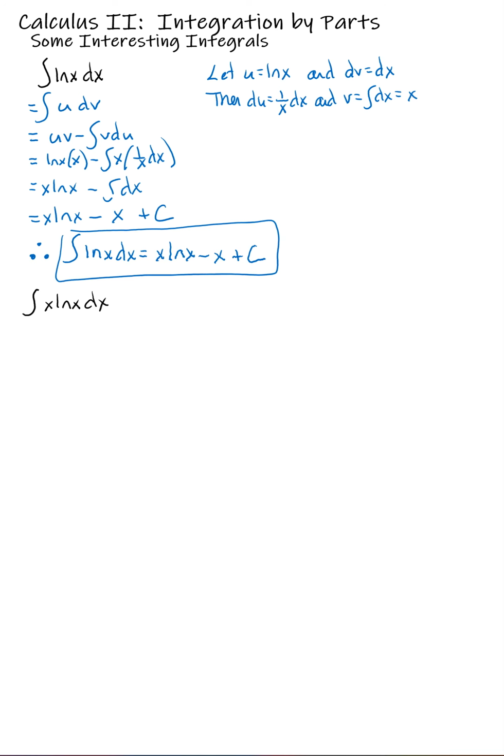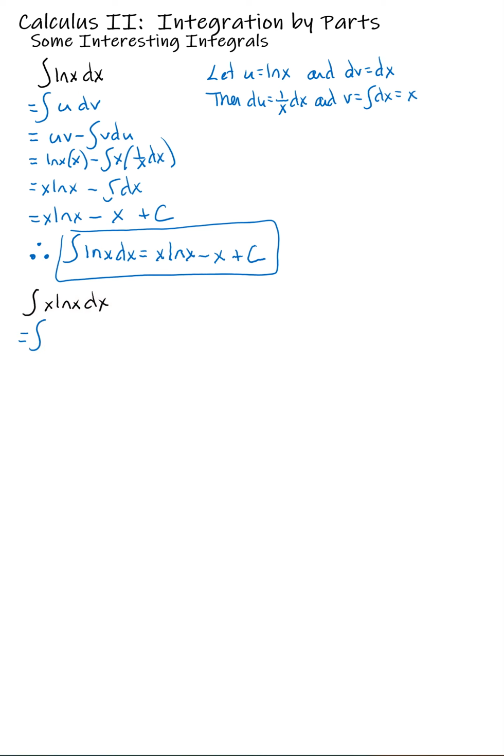All right, let's take a look at this other one. It looks like it could be a little more complicated, but it's not too much worse than the first one. We're going to integrate x times the natural log of x dx. So we've got an extra little x in here. I'm going to start off kind of the same way.